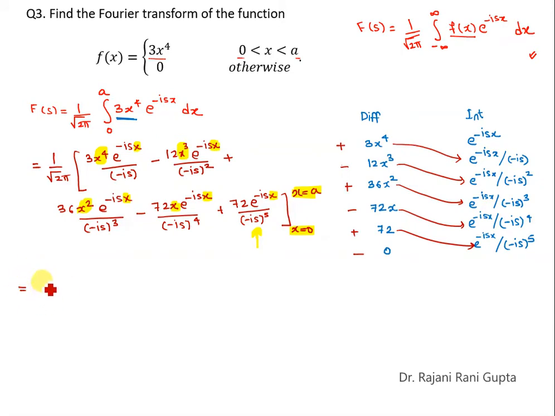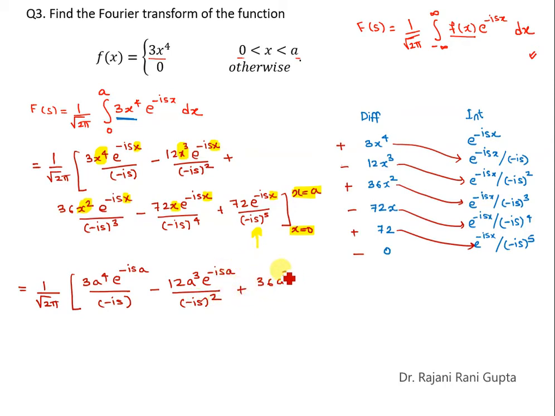Let me just write it. It will come as 1 over square root of 2 pi, 3a⁴ e^(-iota s a) over minus iota s, minus 12a³ e^(-iota s a) over (minus iota s) to the power 2, plus 36a² e^(-iota s a) over (minus iota s) to the power 3.